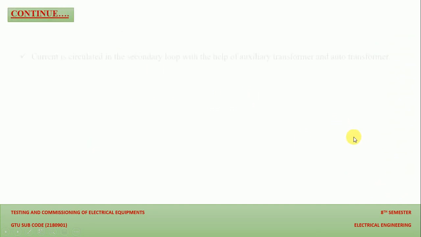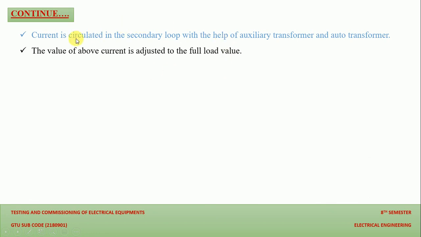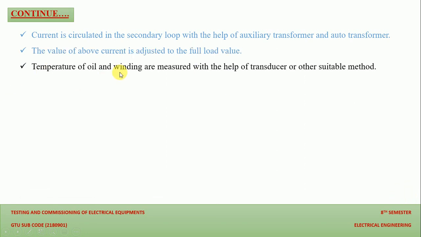Current is circulated in the secondary loop with the help of the auxiliary transformer and the auto transformer. By varying the tappings of the transformer, we can give an energizing voltage to the auxiliary transformer, and the value of the current is adjusted to the full load value. So according to the full load value, we adjust the level of the current by adjusting the tapping of the transformer. The temperature of the oil and winding are measured with the help of transducers or another suitable method.